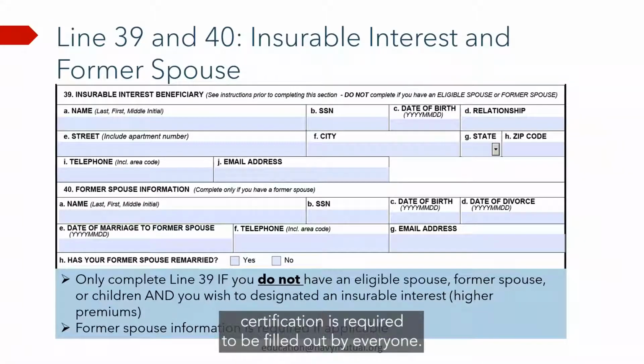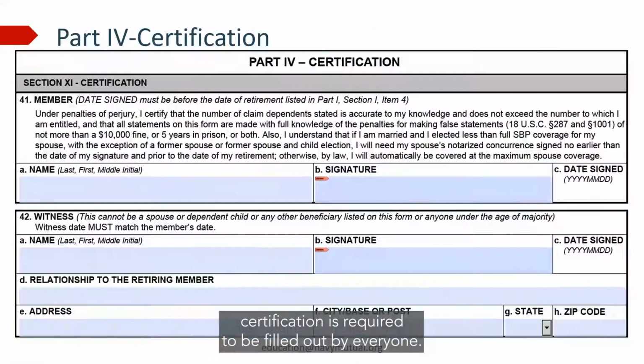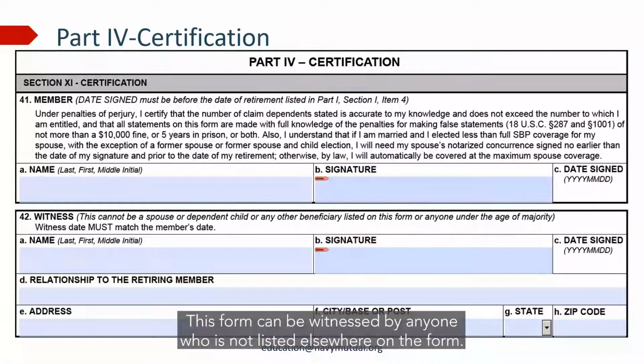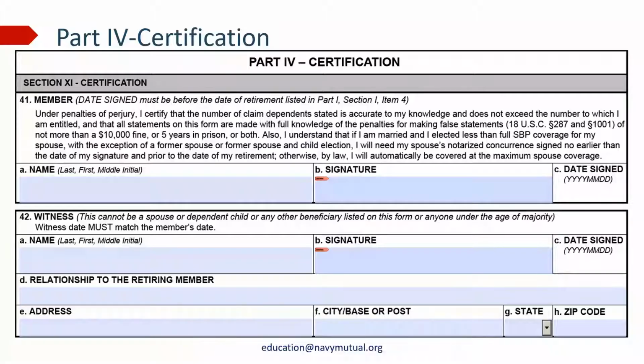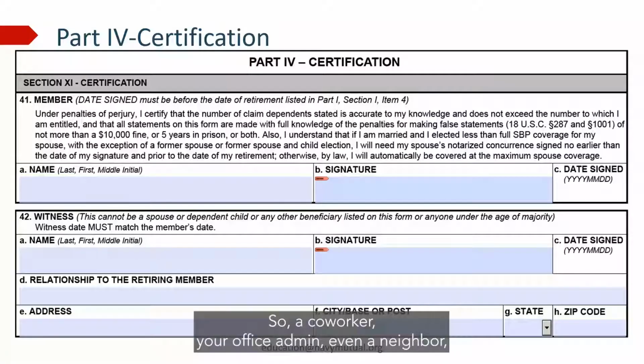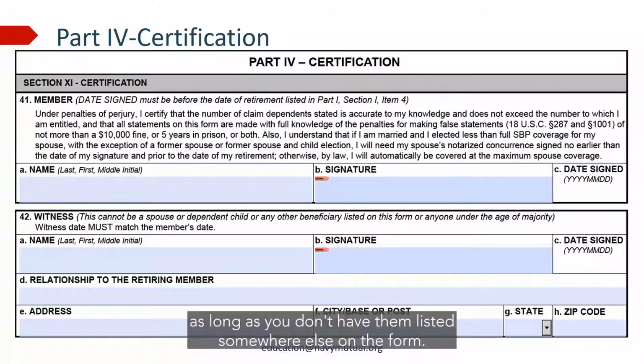Part 4 certification is required to be filled out by everyone. This form can be witnessed by anyone who is not listed elsewhere on the form. So a coworker, your office admin, even a neighbor, as long as you don't have them listed somewhere else on the form.